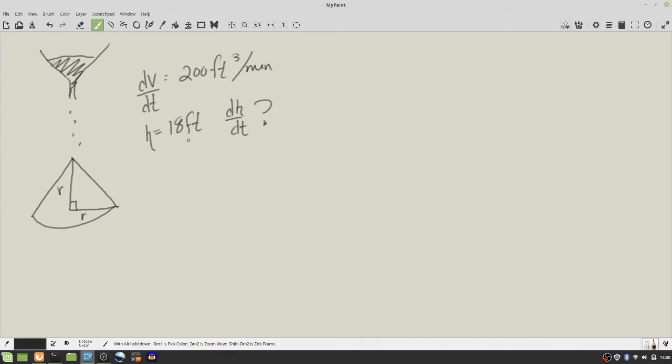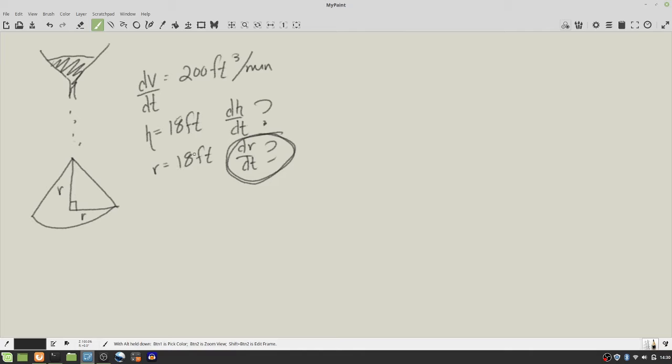Well, we know that height is the same as radius in this case, so we can say when the radius equals 18, what is the change in the radius with respect to time? So this is the question we're asking. We're going to simplify it to radius because we happen to have radius here, and it's just easier to use a single variable, and we have that option here.